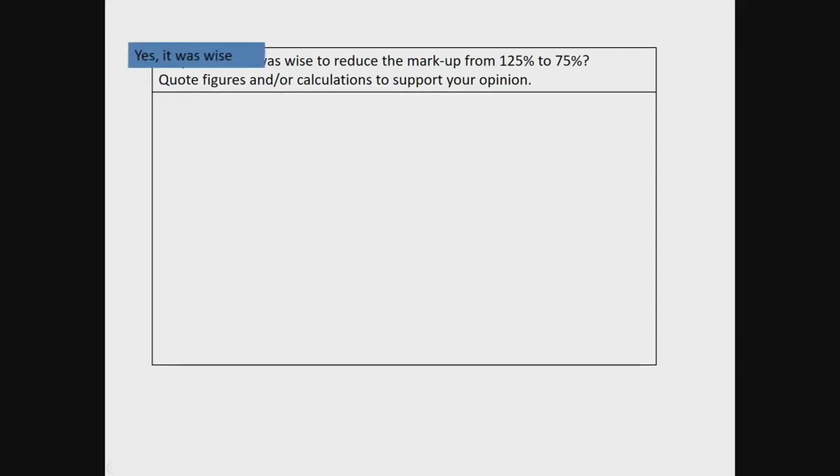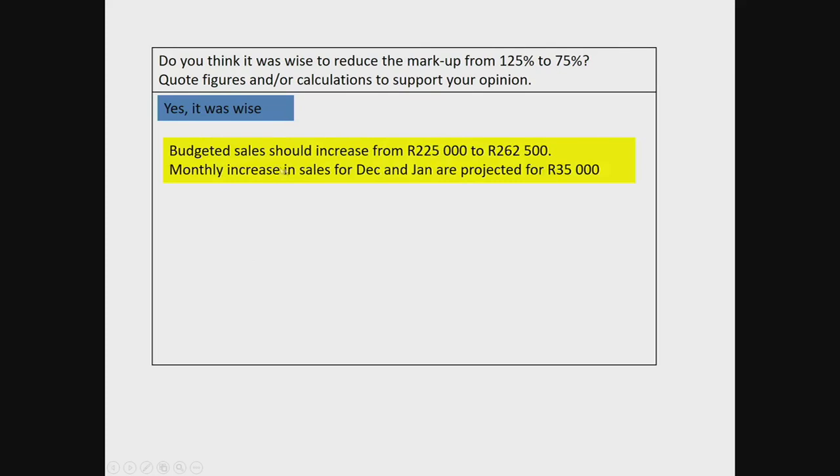So we would say then the answer would be, yes, it was wise, only based on the facts that we're going to see after this now. Okay? Why? Because the budgeted sales should increase from 225,000 to 262,000. It's a monthly increase of more or less 35,000 rand per month. So why are we increasing in December? Because we know the people have received their bonuses, so they want to spend. That is why we have to more or less have sales.